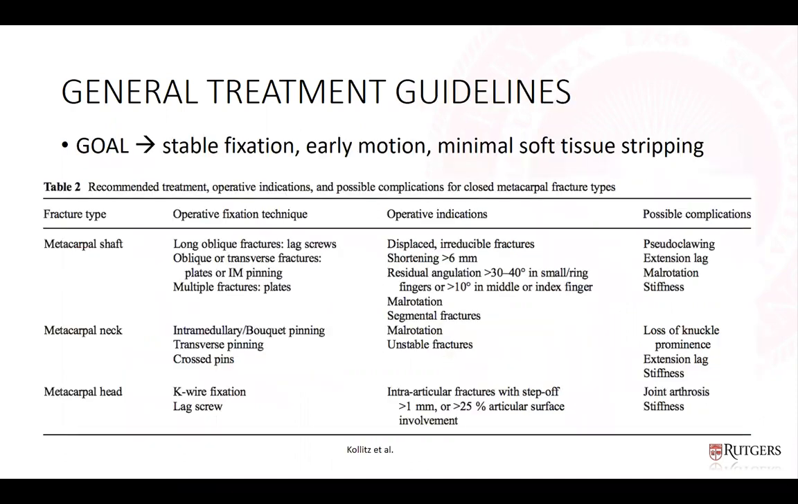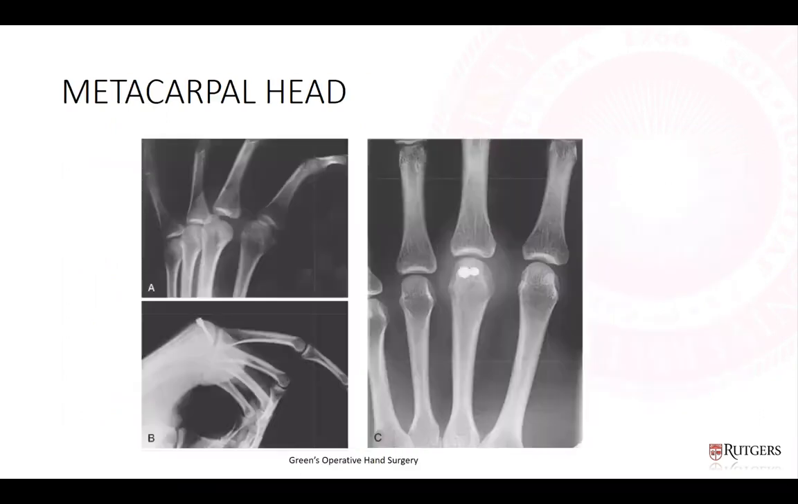The goal with any treatment of these fractures is stable fixation, early motion, and minimal soft tissue stripping. There's a lot of different operative fixation techniques, and we'll go over them one by one here. So we'll start with metacarpal head fractures and just discuss them briefly.